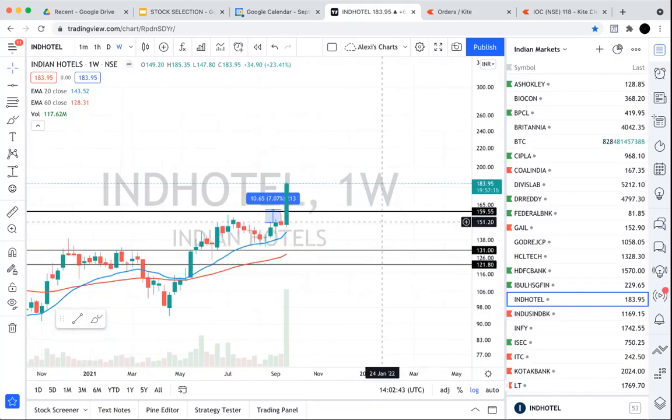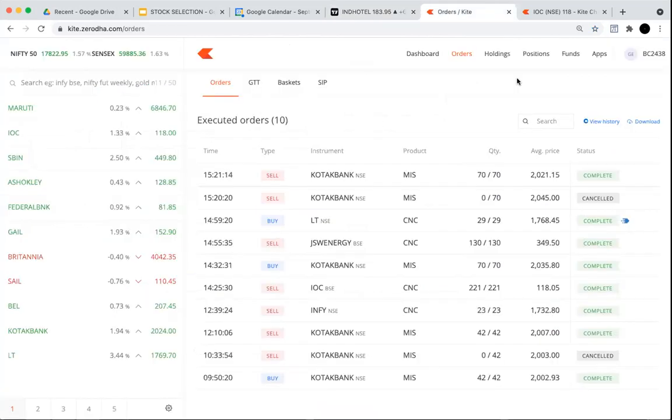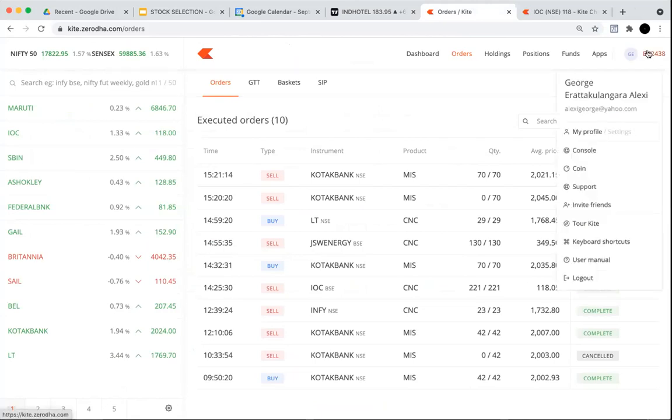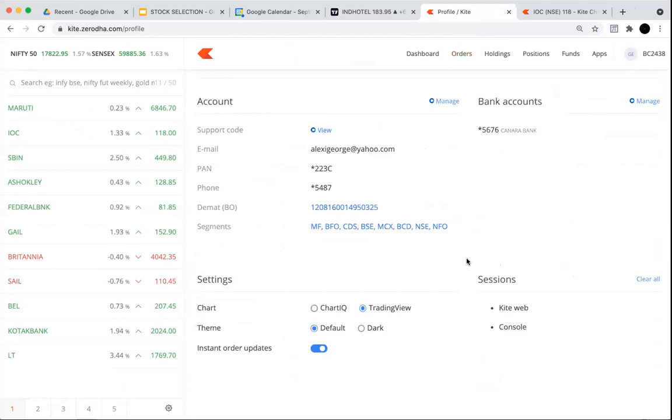By the way, Savita, I think you were not connected at that time. If you go to your Zerodha Kite and open up your user profile, you could add TradingView to it. Yes, I heard that, Pastor. I'm going to do that. You probably are using Chart IQ, but you can switch to TradingView also. Okay, I'll do that.